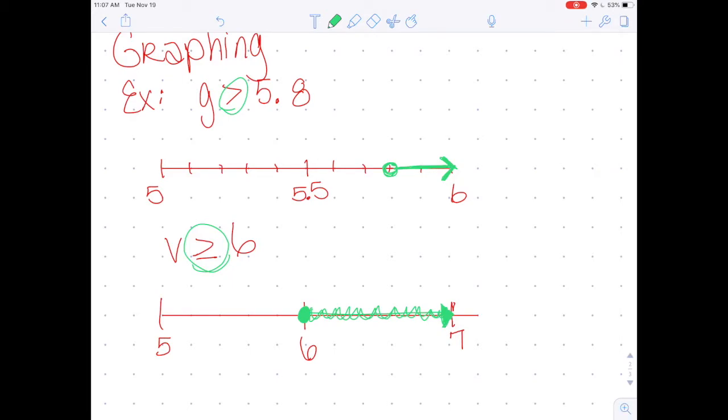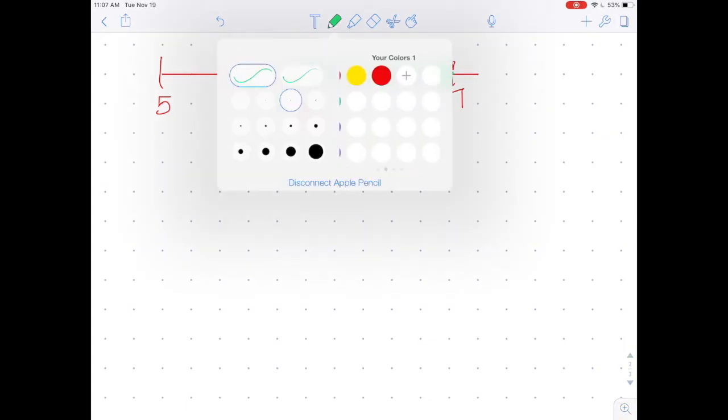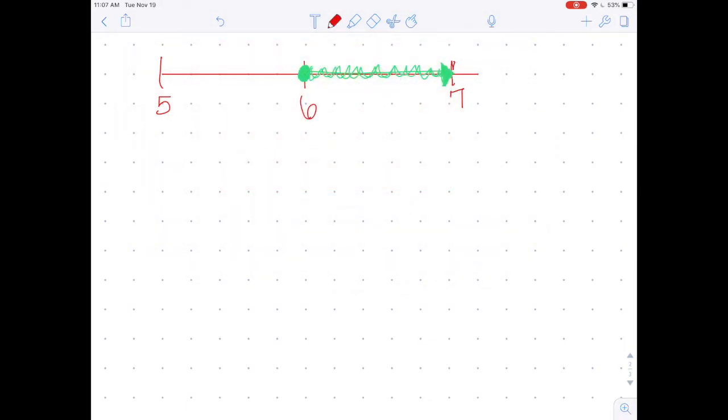Okay. Let's try a couple more. Let's try one more like this, and then we'll switch it up. Okay, if I have x is less than or equal to -2, I'm going to graph that.